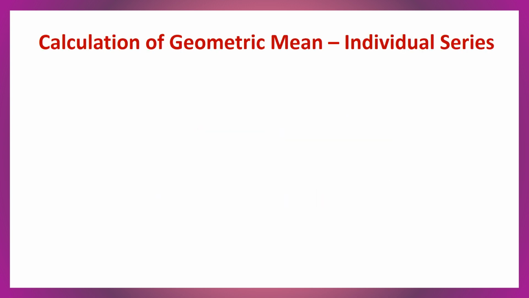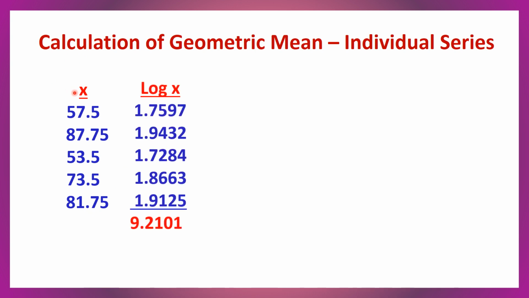And now let us study the calculation of geometric mean in the individual series. Suppose the x values are given like this. We have to find the log of x. That means for each of these values, using the logarithm table, we have to find the logarithm values. And then all these have to be totaled up. When we are adding it up, we get sigma log x. Here it is 9.2101.